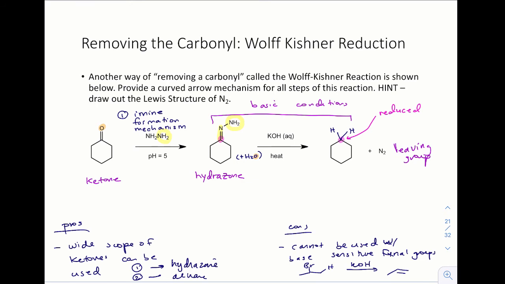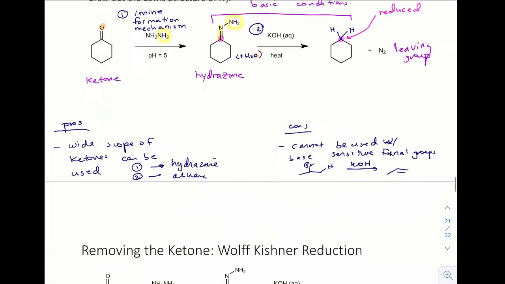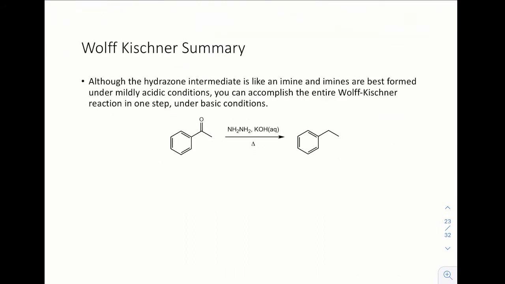But otherwise, it's really great for removing carbonyls. So although it does have a wide scope of ketones that can be used in this two-step process, for aryl ketones, the whole process can be conducted in one step. Now, it still goes via the hydrazone. Hydrazones, like imines, are best formed under mildly acidic conditions. For aryl ketones, though, the hydrazone can be formed under these basic conditions. You do have to heat it. So this is going to form the hydrazone.